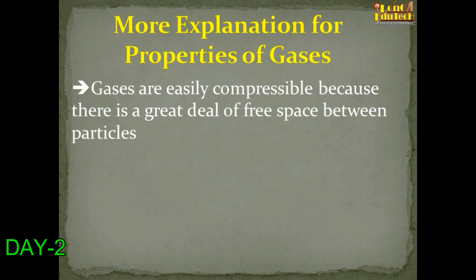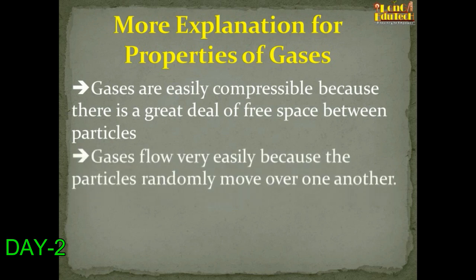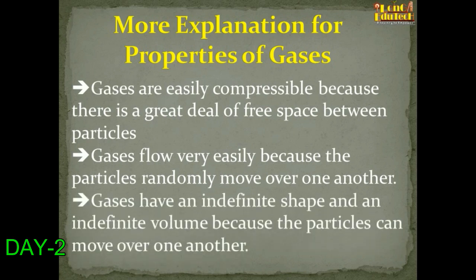Second point, gases flow very easily because the particles randomly move over one another. That's why they can flow very easily, and that's why they always touch the wall of the container where the gases are placed. Next, gases have an indefinite shape and an indefinite volume because the particles can move over one another from one place to another. These are the more explanations for the properties of solids, liquids, and gases.